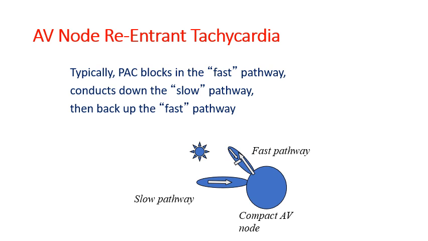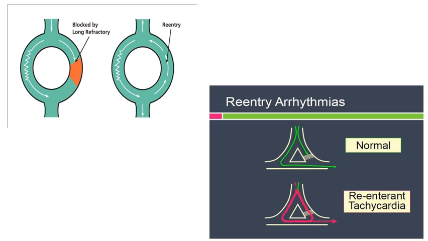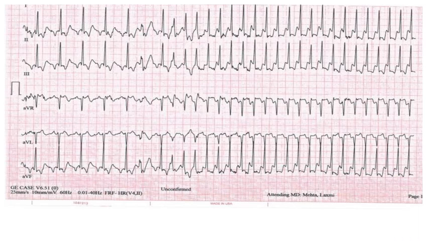Again, this is the mechanism of the dual physiology, a slow pathway and fast pathway. The impulse passes in the slow pathway and returns in the fast pathway. Again, there is block here, but the block is antegrade only. There is no retrograde block. The impulse returns retrograde. Again, this is the impulse blocked antegrade, but returns retrograde.